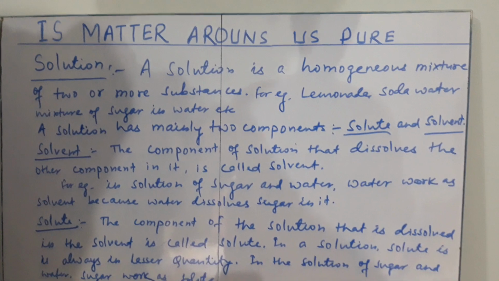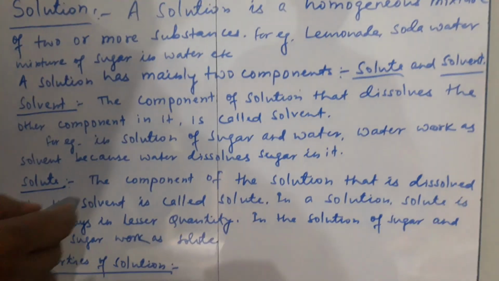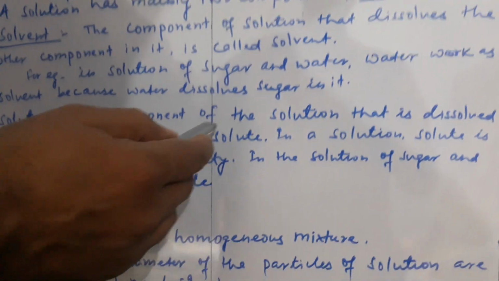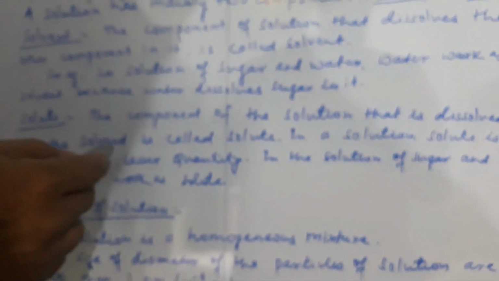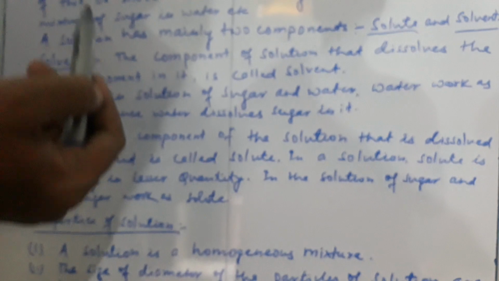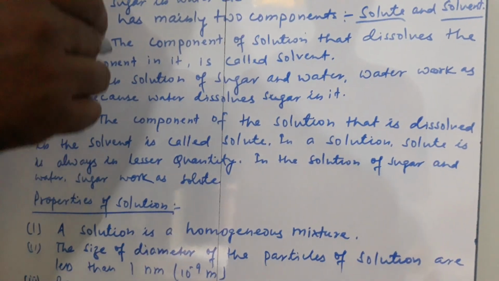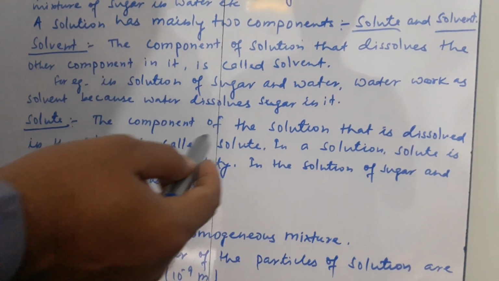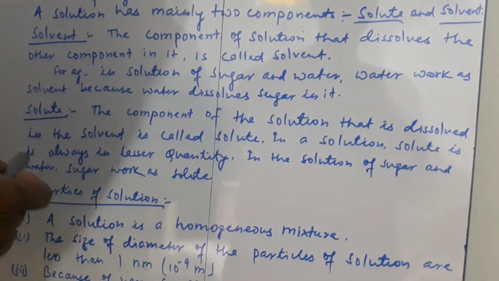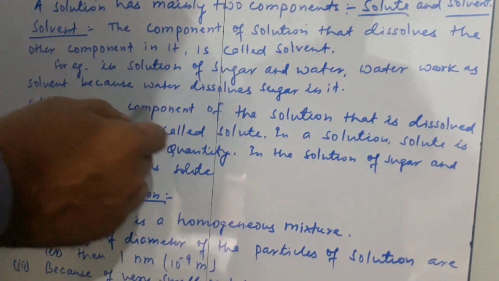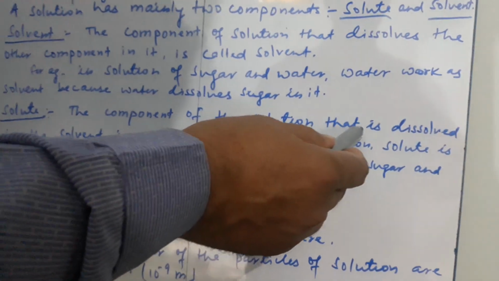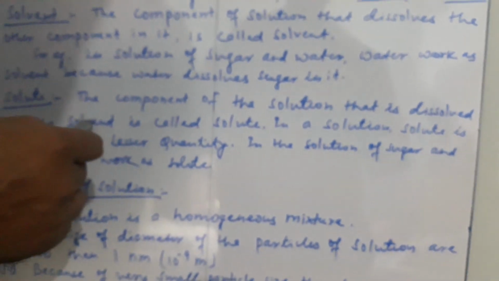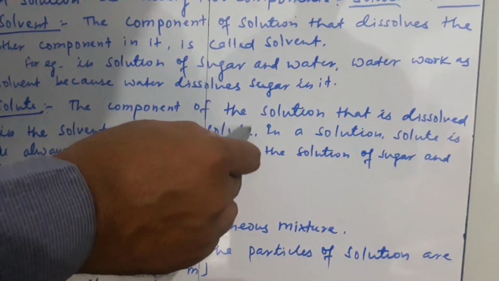ओके, फिर नीचे है आपका सॉल्यूट. The component of the solution that is dissolved in the solvent. सॉल्यूशन का वो कंपोनेंट जो कि सॉल्वेंट में डिजॉल्व हो, इज कॉल्ड solute. The component of the solution that is dissolved in the solvent is called solute.